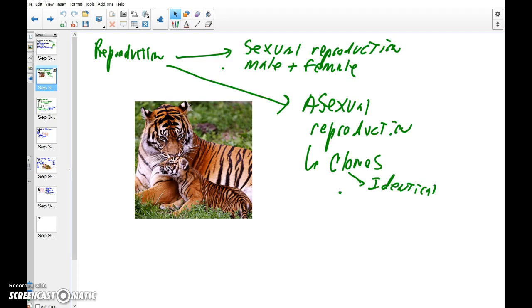Some organisms reproduce sexually. That means they have a male and a female, and they combine their genes to create an offspring that is something new. And some organisms reproduce asexually. And when they do that, they create clones, which are identical copies. Reproduction is a key aspect of all life because without it, you can't have new life. All life comes from other life.